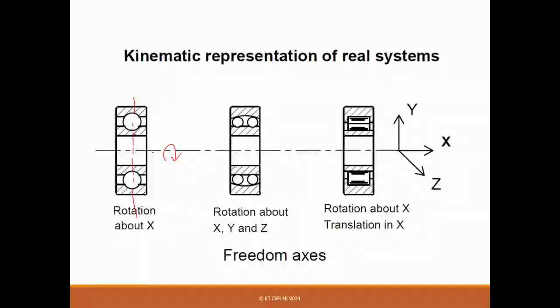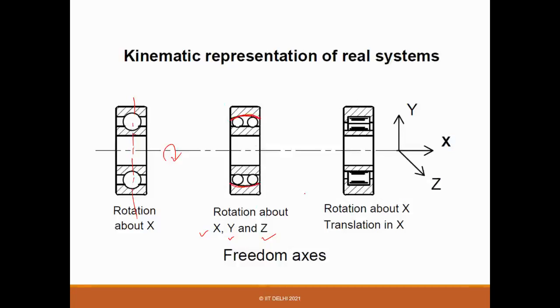If you take this, I think this is the limitation, right? It's saying rotation about X, but in principle it also allows smaller rotation along Y and Z. Strictly speaking, if you just want a rotation about X, you can go for a ball bearing. But if you want rotation about X, Y, and Z as well, it's better to go for a self-aligning or spherical one. You can also find this kind of ball bearing, and it will allow X, Y, and Z rotations also.